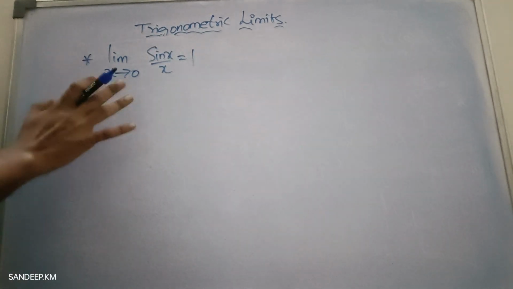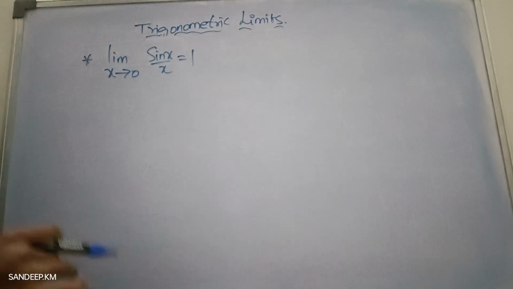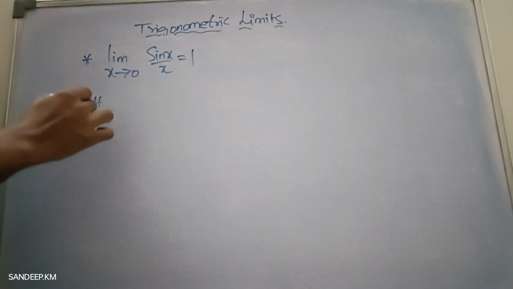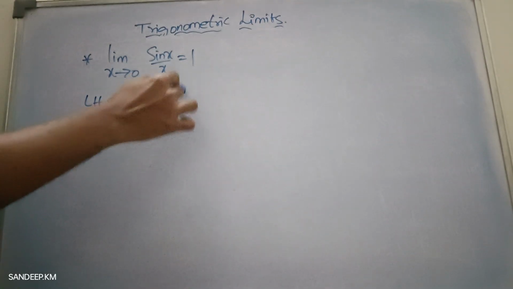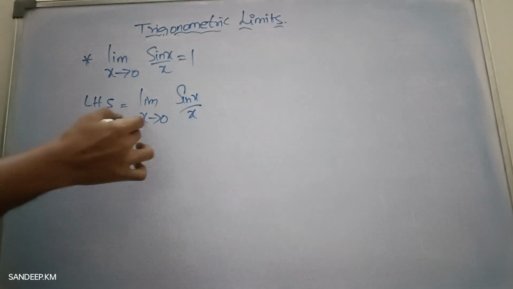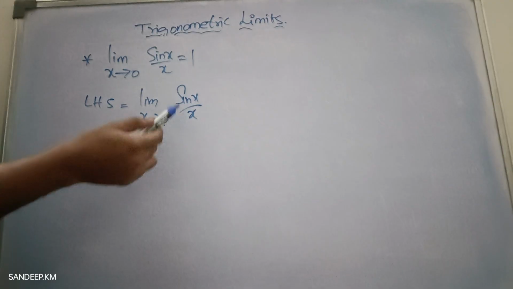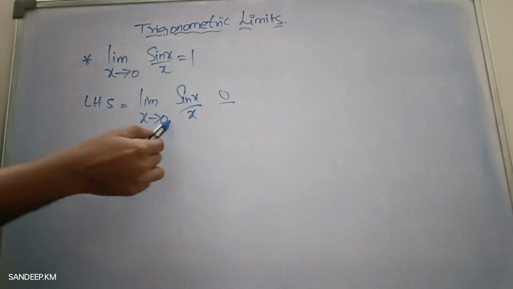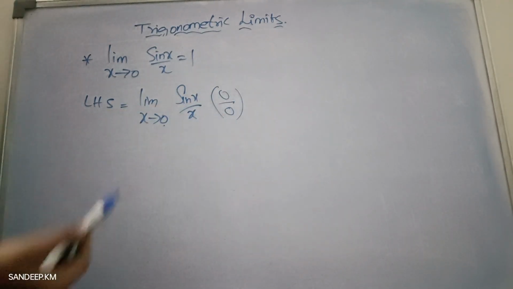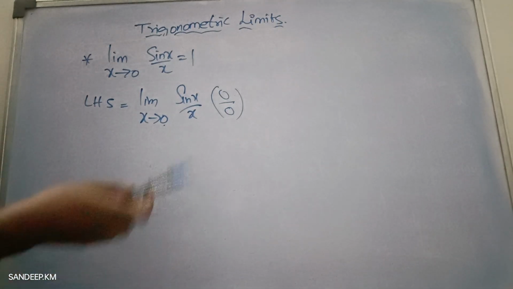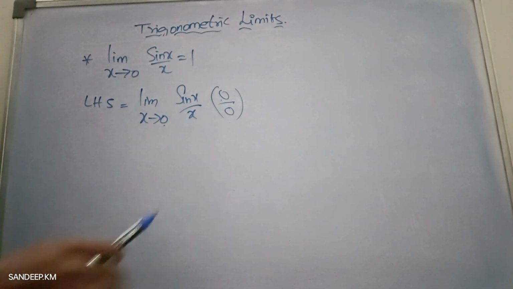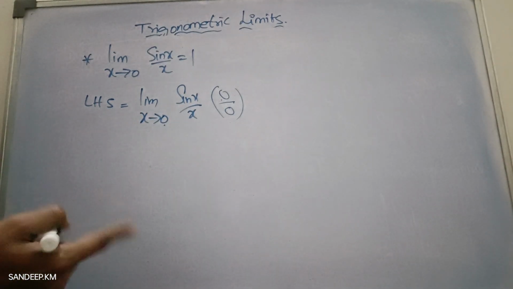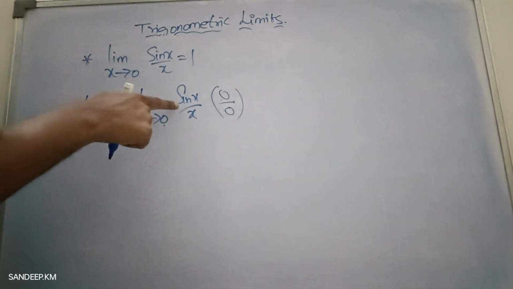I am proving the same thing using L'Hospital's rule now. What is L'Hospital's rule? If you take the left hand side, LHS, limit x approaches 0, sin x by x, and when I substitute x as 0 in the function, sin 0 is 0 divided by x is also 0. So remember, we can use L'Hospital's rule only when the function is taking 0 by 0 form or infinity by infinity form. Okay, and moreover, the derivative of the numerator also exists.